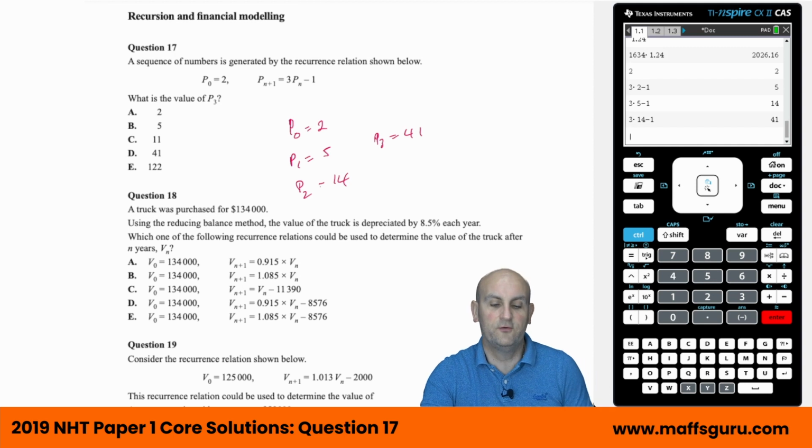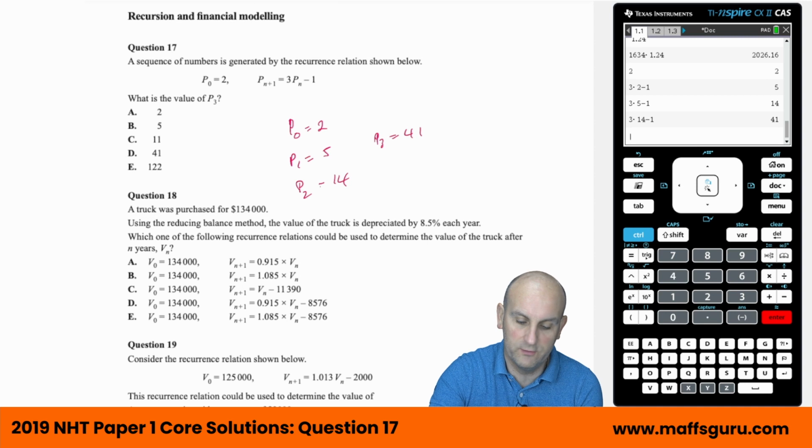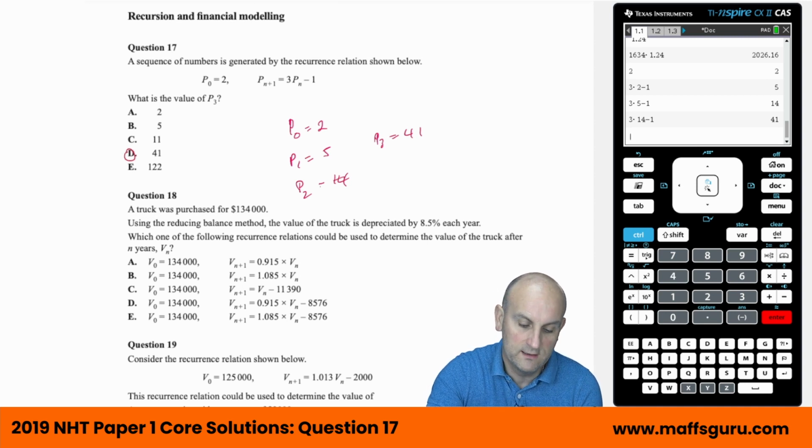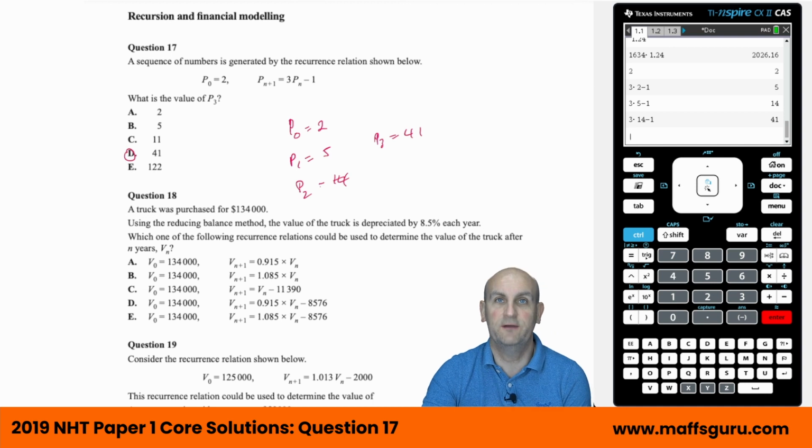Again, notice that they're trying to trick you there, yes? So P3 actually was the 4th number in the list. So did I write 14? Oh, I did, and then 41. So question 17, D was my correct answer.